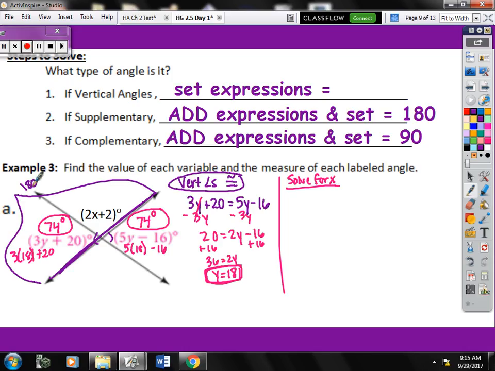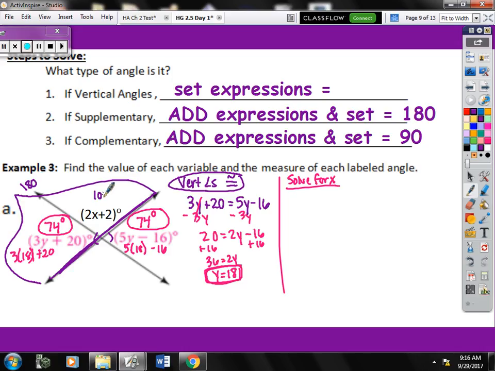Now it's up to you whether you actually want to write an equation. 74 plus 2x plus 2 equals 180. Okay? Or if you want to actually find out what's the measure of this angle. What would the measure of this angle be? If this is 74, what would the measure of this angle be? Right?